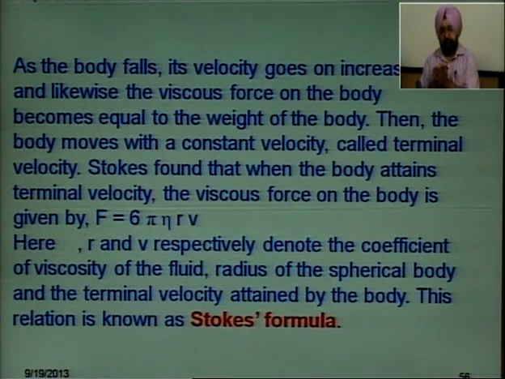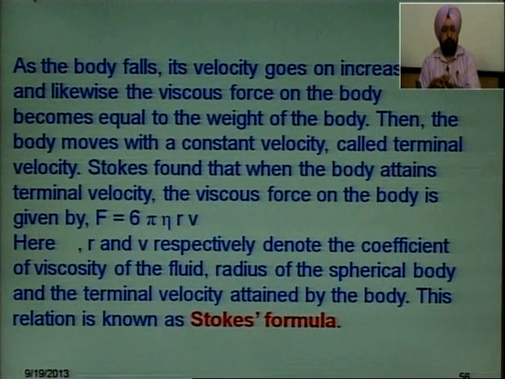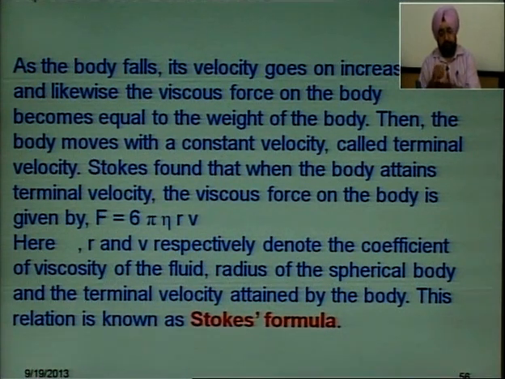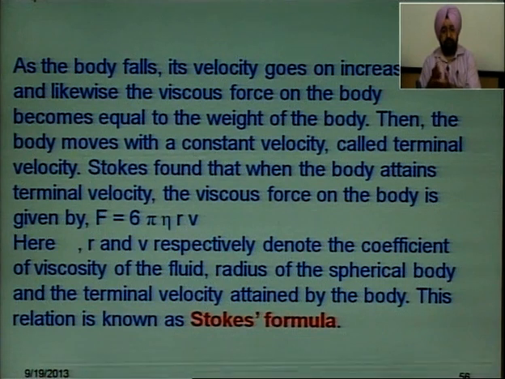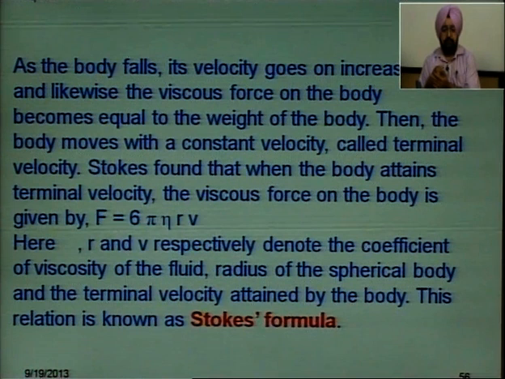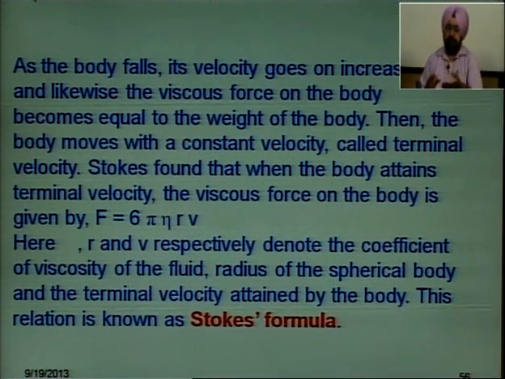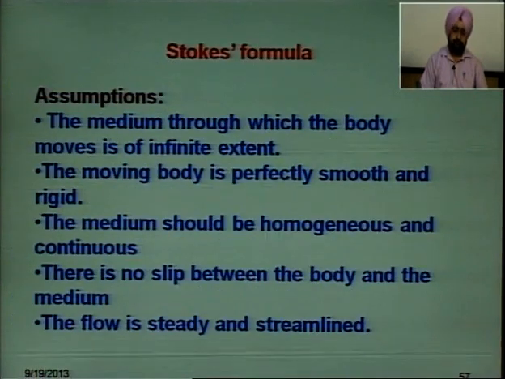Stokes found that when the body attains terminal velocity, viscous force on the body is given by F equal to 6 pi eta r v. What is eta? Eta is coefficient of viscosity. What is r? R is the radius of the spherical body. And what is v? It is terminal velocity of the body. This relation 6 pi eta r v is called Stokes formula.